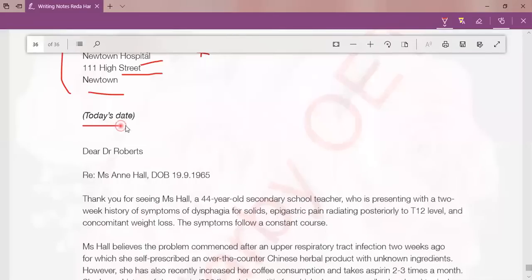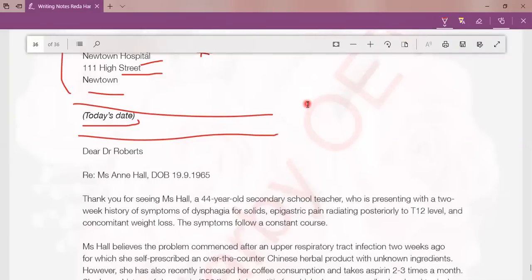Then you will write today's date after leaving a blank, in any format. I will show you in this file how you can write the date in many formats. The most relevant one, written in many official samples, is day, full stop, month, full stop, and the year. This is the date, and then leave a blank, and write Dear Dr.